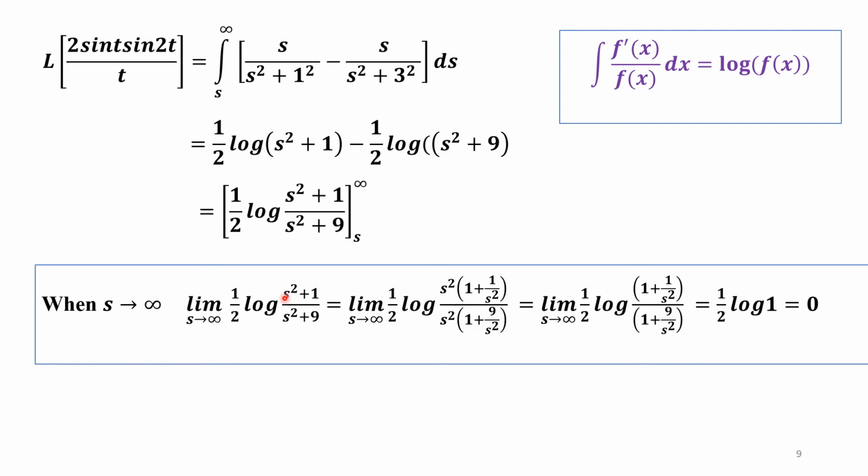Here s is the function which is becoming infinity, so we have to cancel that term. Take s square outside from the numerator and s square outside from the denominator. So s square will get cancelled. And now put s equal to infinity. So 1 upon infinity will become 0. Again this will reduce to 0. The upper limit will become 0. Only the lower limit will be there.